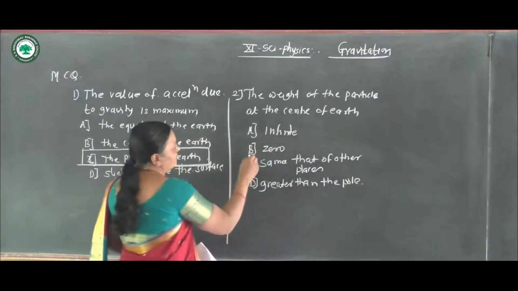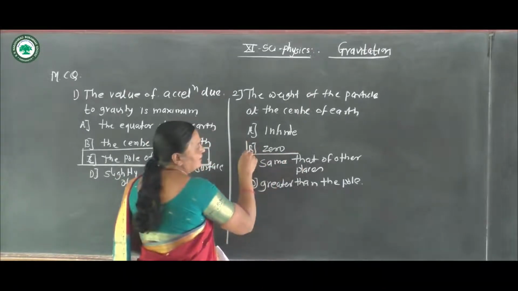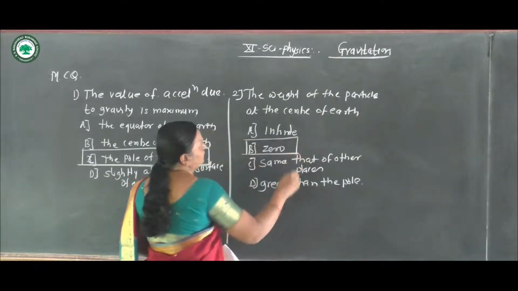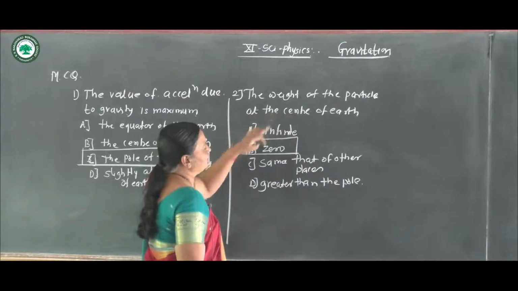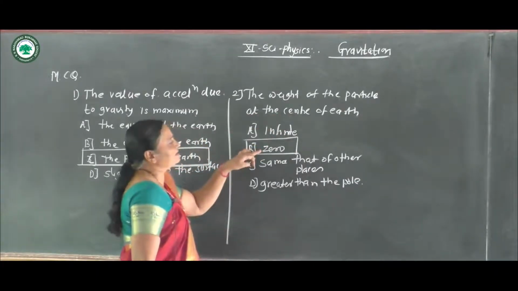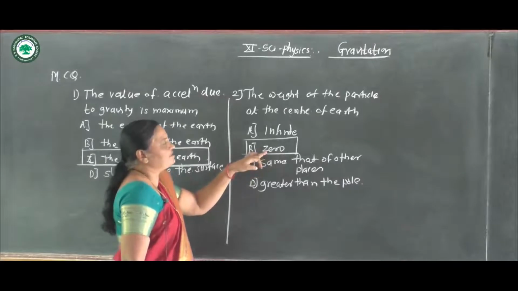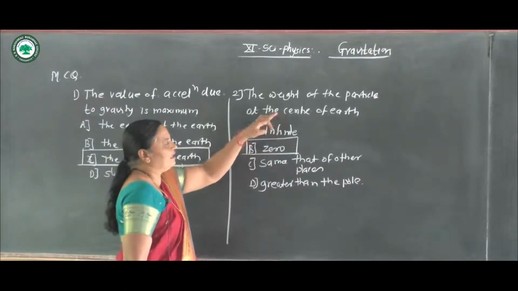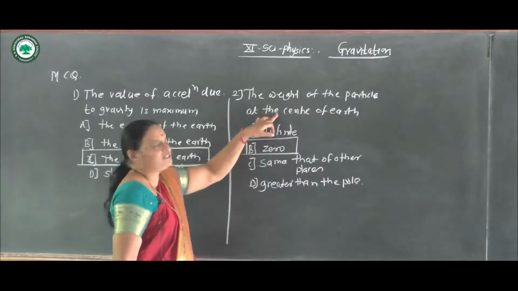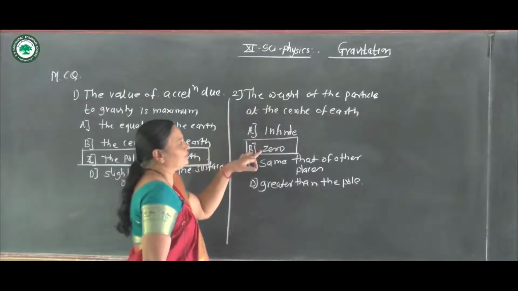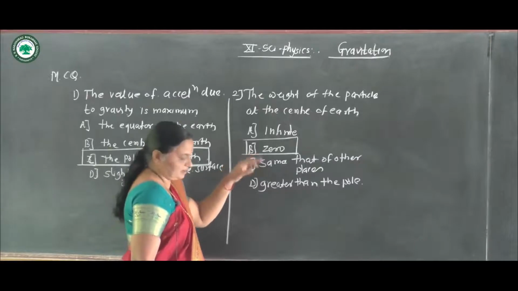The correct answer is 0 at the center of earth. The weight of the particle at the center of earth is 0. That is, gravitational acceleration is 0 at the center, and we know weight of the particle is equal to mg, and weight is 0 at the center of earth.